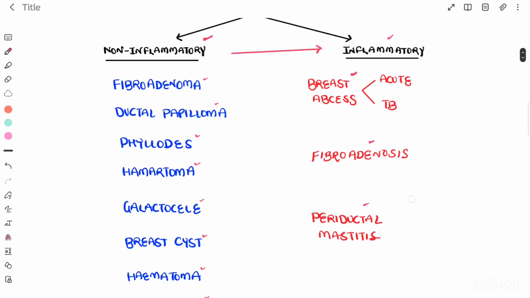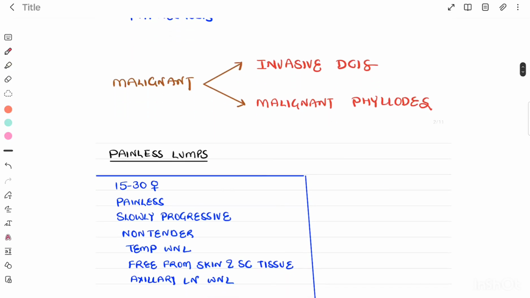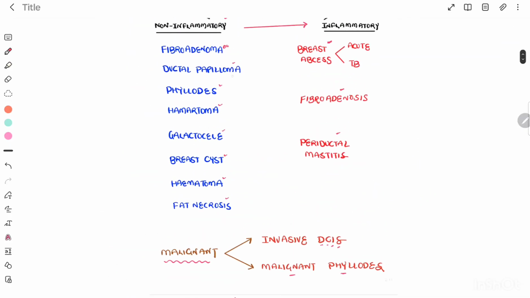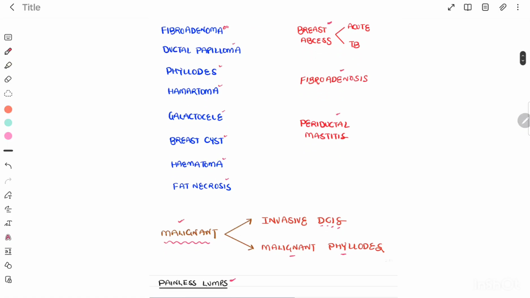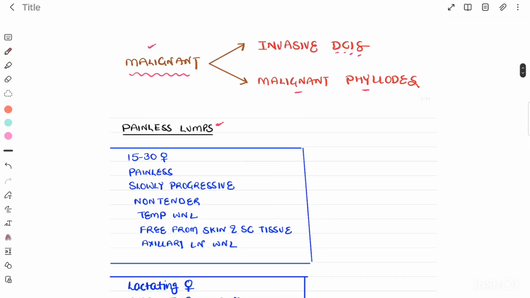Now, after asking about pain or painless, we are going to approach each differential diagnosis in detail with the relevant history and examination. First of all, we are going to discuss the painless lumps. In painless lump, the other differential diagnosis can be a malignant breast lump, which involves two differential diagnoses: invasive ductal carcinoma, ductal carcinoma in situ, or malignant phyllodes. So these are the list of all the painless breast lumps, including the malignant ones. Now we are going to discuss each painless lump with its history and relevant examination points.